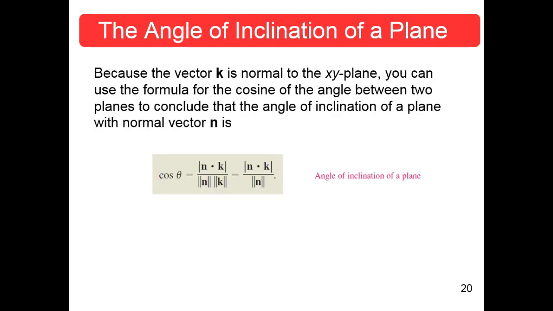Now, because the vector k is normal to the xy plane, of course, you can use the formula for the cosine of the angle between two planes to conclude that the angle of inclination of a plane with the normal vector n is then this. Now, when it says use the formula for the cosine of an angle between two planes, this comes from our dot product equation, that the dot product of any two vectors is equal to the magnitude of one times the magnitude of the other times the cosine of the angle theta. So just take that, divide it by the magnitudes of the two normal vectors, and that gives you the cosine of the angle. Well, what's the magnitude of k?